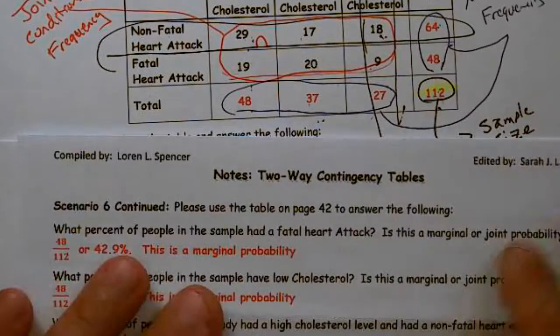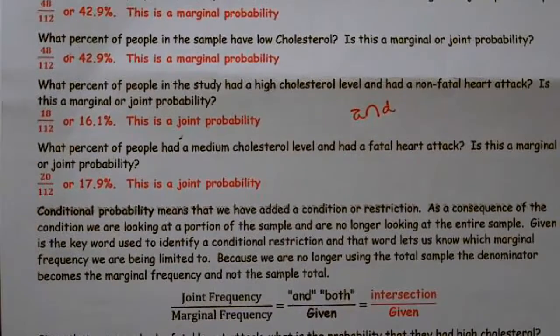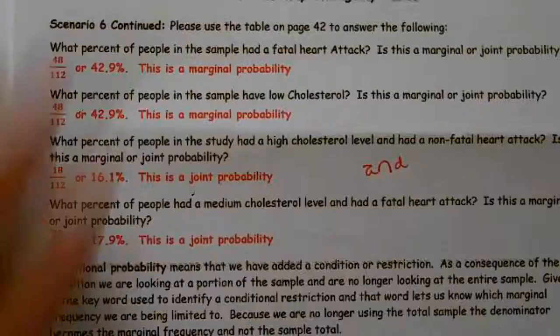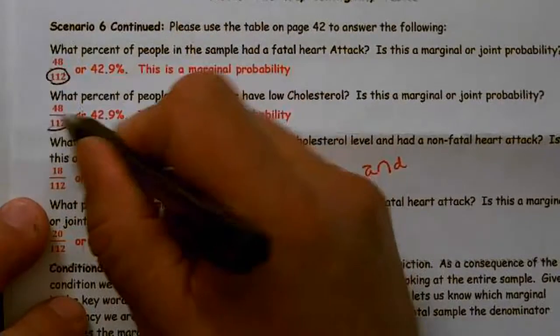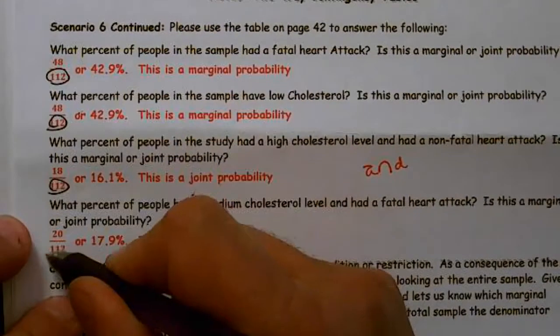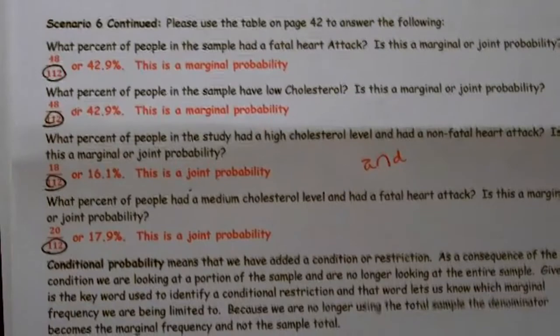Now, the next section is probably the ones that you're most likely to see on the AP exam. And we're talking about conditional probability. A condition means that we have a restriction or condition. So in the previous ones, we were looking at the entire sample size, the 112. Well, what happens if we know something? What happens if we're able to restrict it to a smaller subset of the sample? Well, that's what we're doing with a conditional probability.